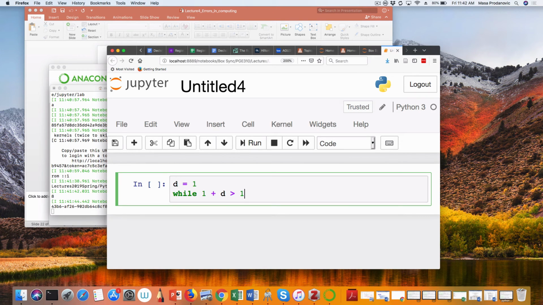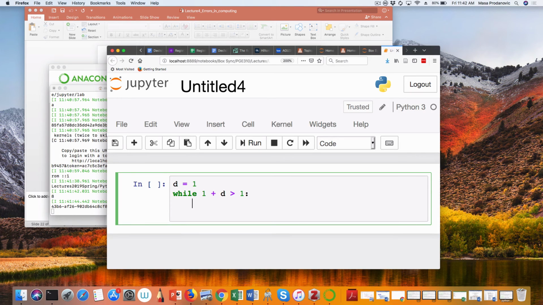I want to test when this breaks down. If D is 1, it's going to be 2, and that's larger than 1. But at some point, that's not going to be true. And then here I can divide to make it smaller somehow. Dividing it by 2 works.